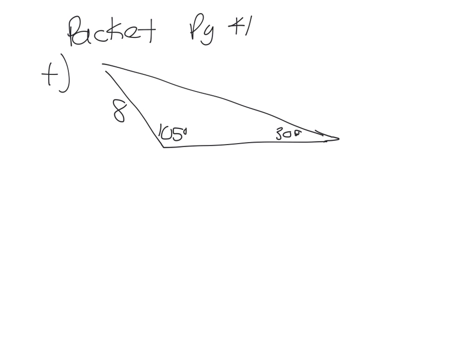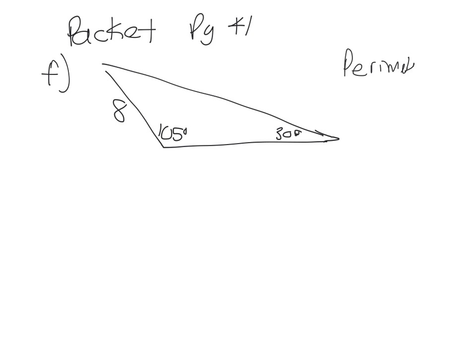Okay, we're doing the packet, page 41, part F. So this is the picture. It gives you the 30 degrees and the 105 degrees, which is similar to a problem we did on homework, but they just drew the triangle a little bit differently. We want to find the perimeter, which means I need to know these other sides.